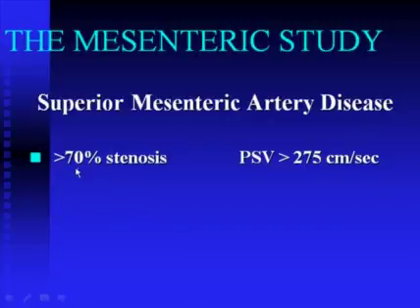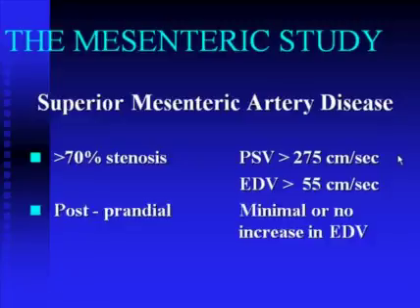Diagnostic criteria for the superior mesenteric artery are equally simple. Again, a hemodynamically significant stenosis is greater than 70% diameter reduction. And here the predominant criterion is peak systolic velocity greater than 275 centimeters per second. Relatively easy to remember: 200 centimeters per second for the celiac trunk, 275 for the superior mesenteric artery.